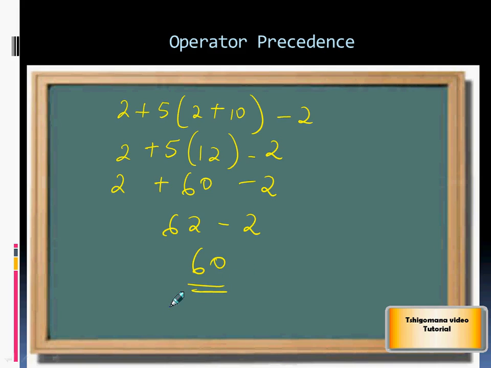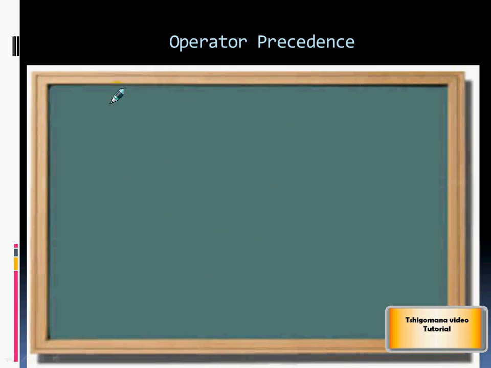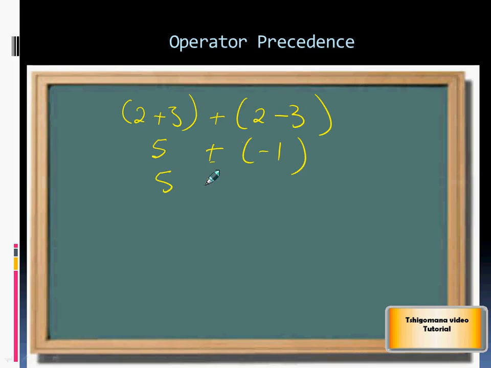Let's say for example we have something like this: 2 plus 3 plus 2 minus 3. The first thing is that we have to work our brackets out. We are going to have 5 plus positive times negative, which is minus 1, and then we have 4. That is what we call operator precedence.